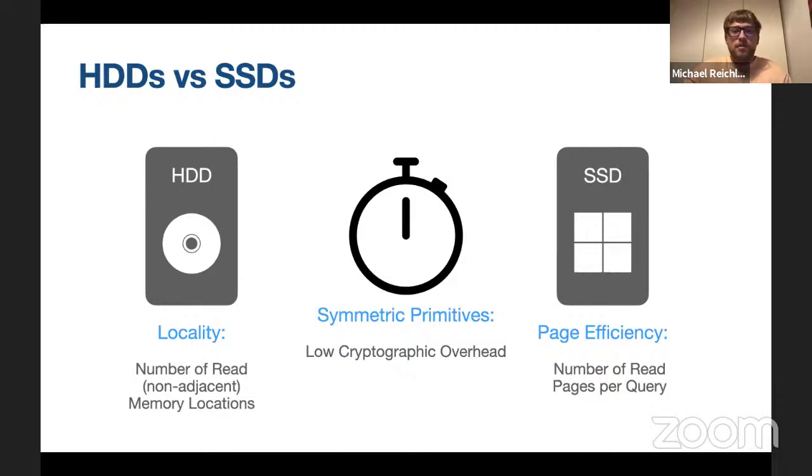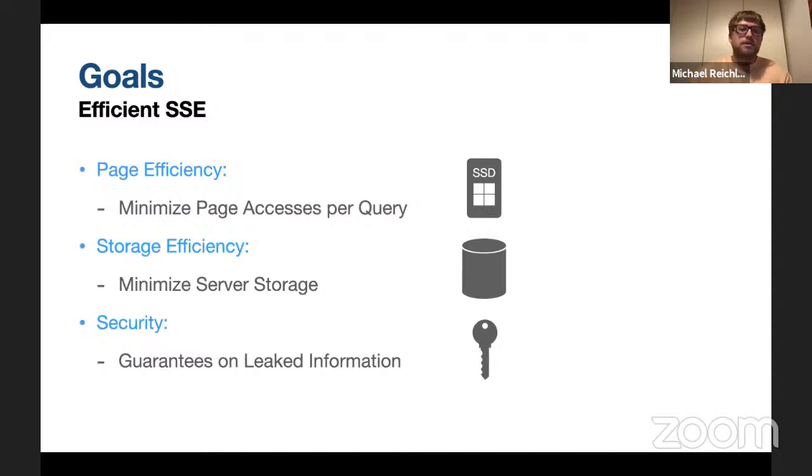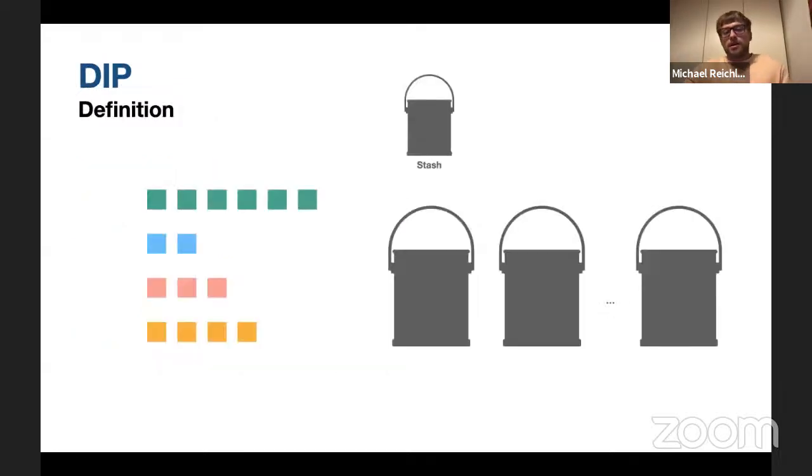And the main part is we want to construct efficient SSE. So we want to have page-efficient SSE on SSDs. So we want to have good page efficiency, so we minimize the page access per query. We want to have good storage efficiency, so we want to minimize the server storage. And lastly, of course, we want normal SSE security guarantees, so we want to minimize the leakage, so essentially standard leakage for SSE schemes. Yeah, and how do we do that?